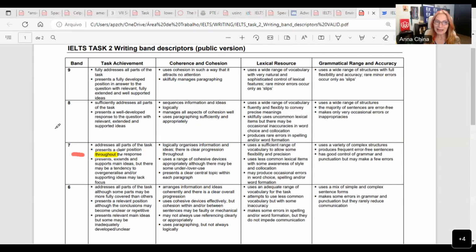You have to present, extend, and support ideas. So the paragraph structures that I'm going to propose naturally include these elements. That's what we're going to look into.